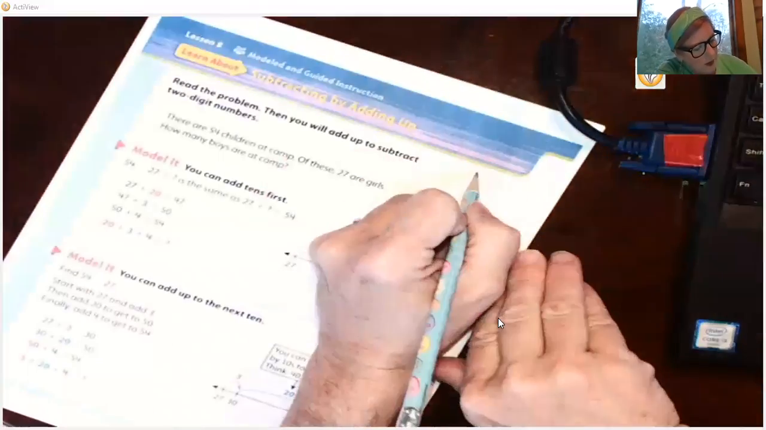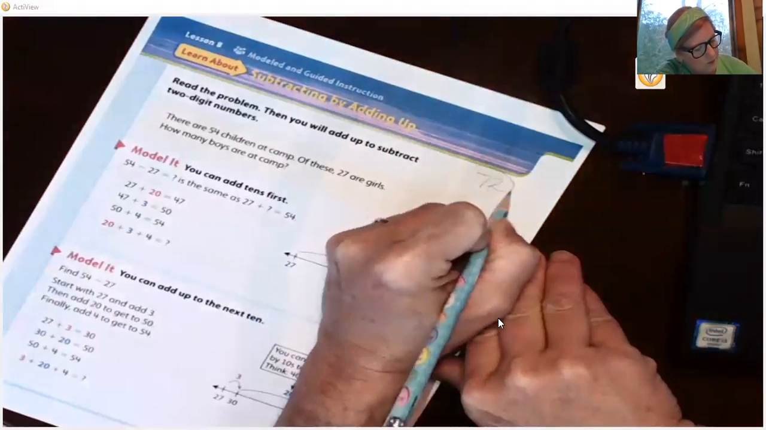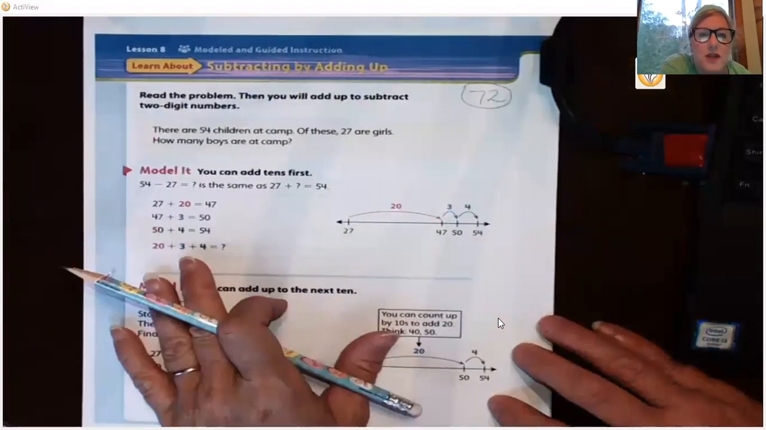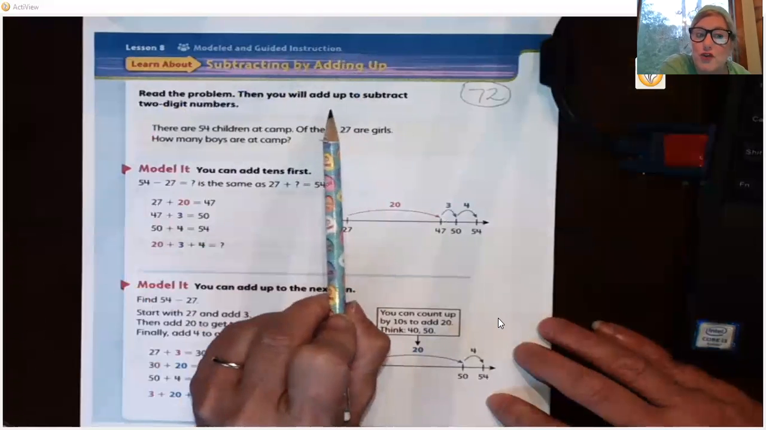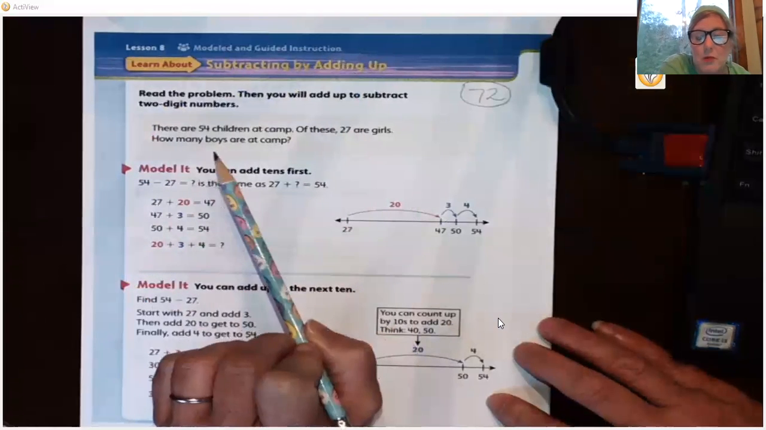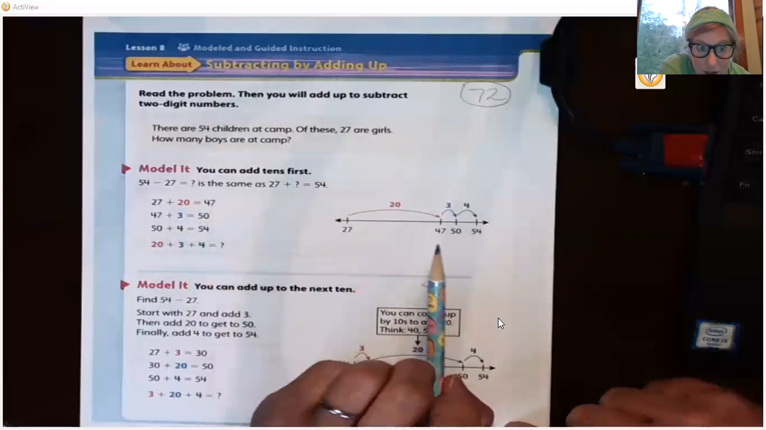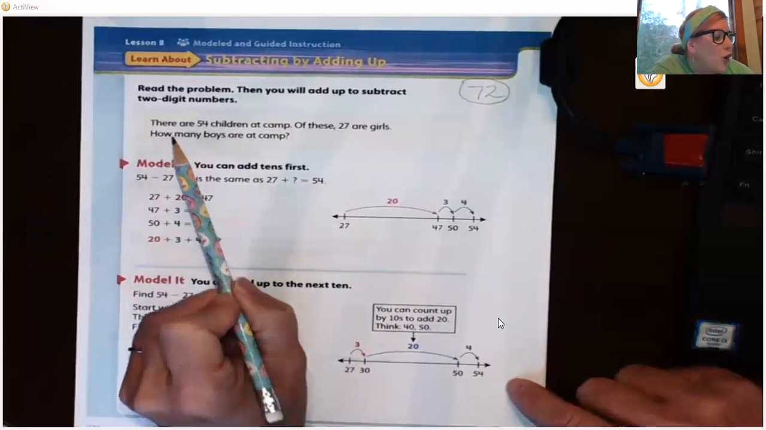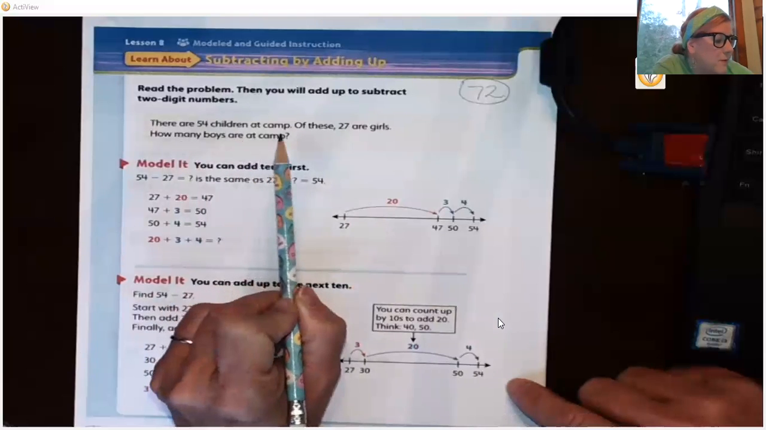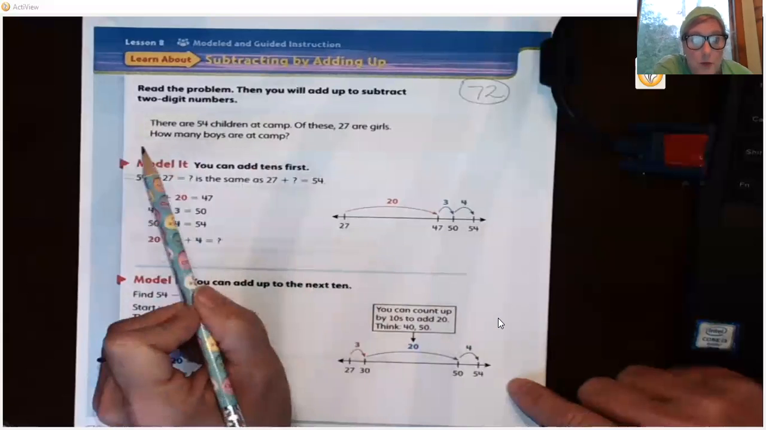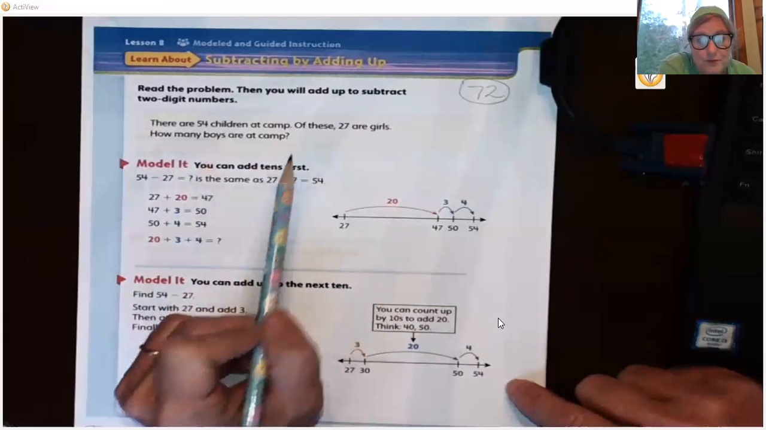So we're going to move on to the next page, 72. Write it up here. Okay, read the problem. Then you will add up to subtract two-digit numbers. We are using number lines again, and we are doing a counting up strategy here. There are 54 children at camp. Of these, 27 are girls. How many boys are at the camp?